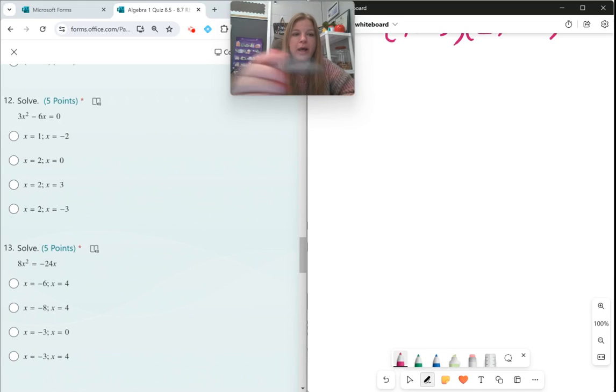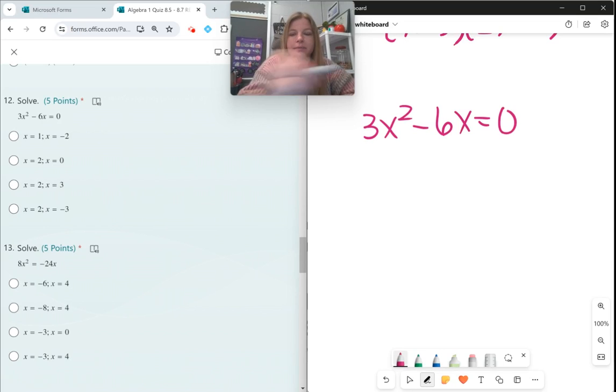Okay, number 12. 3x squared minus 6x equals 0. Polynomial equation. Step 1. Set the equation equal to 0. Already done. It's already set equal to 0. Step 2. Factor. Does that look factored? No, that doesn't look factored at all, right? Because I don't see parentheses, so we need to factor.